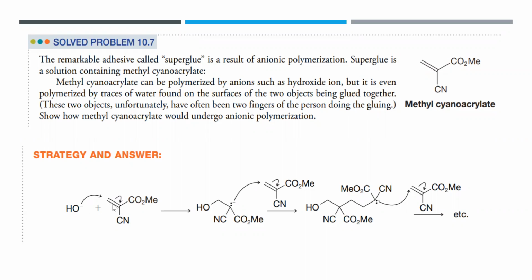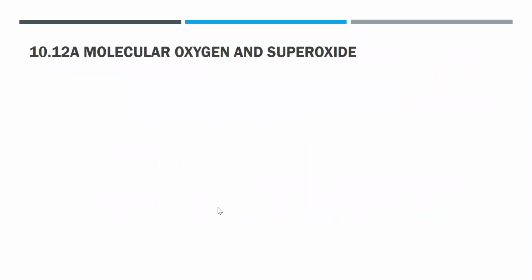So you form a bond here, the pi electrons will go here, and once you have your carbanion, you just repeat the process. You form a bond here, the pi electrons go here, you produce your carbanion, and so on. And that is how the gluing occurs once you have your methyl cyanoacrylate in the presence of a base. You have traces of water found on the surface, so you can glue it together. You can have the glue adhesion. You just have to use water, of course, with small amounts of hydroxide ions.